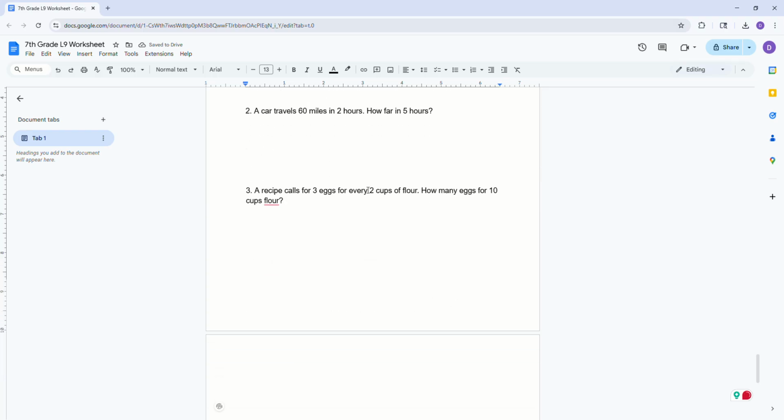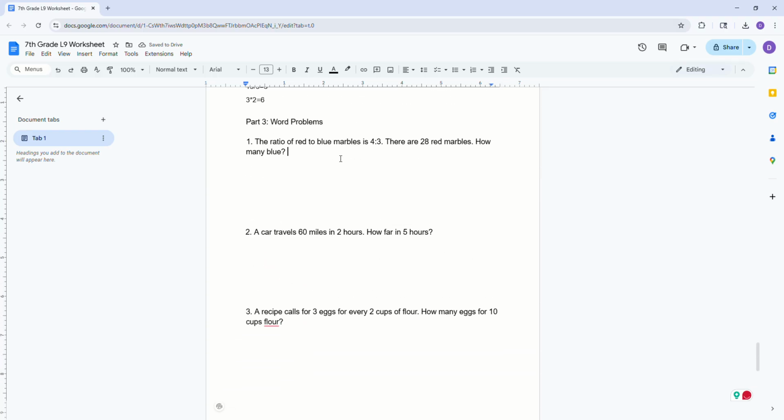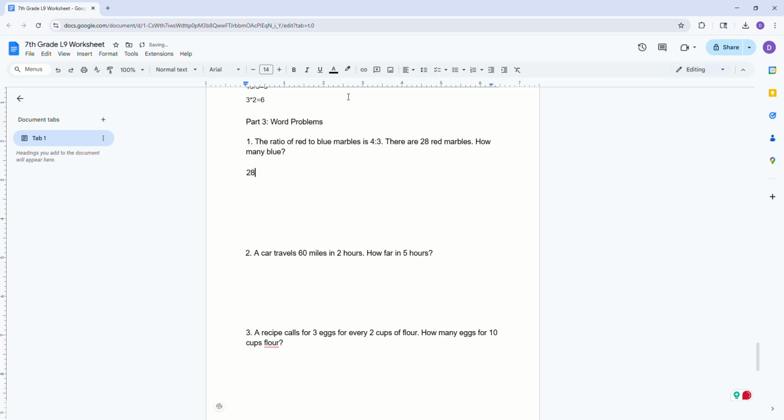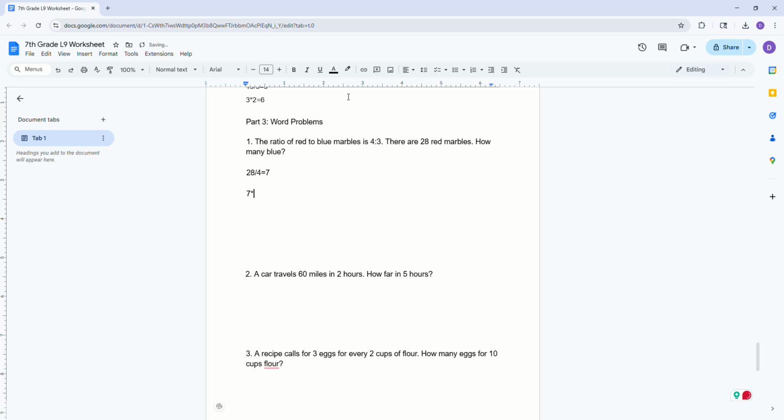Now for part 3 word problems, the ratio of red to blue marbles is 4 to 3. There are 28 red marbles. How many blue? So again, we need to find the multiplier here. 28 divided by 4 would equal 7, and 7 multiplied by 3 would equal 21. So there would be 21 blue marbles.